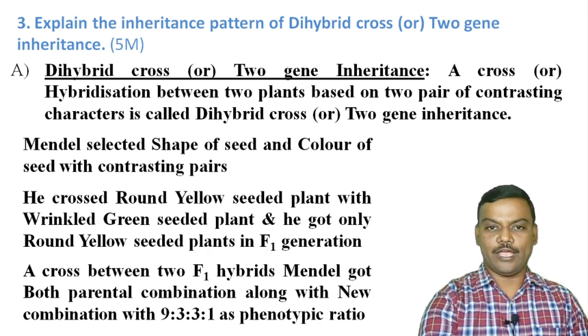And again, by conducting a cross between these two F1 hybrids, in the F2 generation he got parental combinations like round yellow and wrinkled green. Along with that, new combinations were also obtained, with 9:3:3:1 as a phenotypic ratio. So these are the points you should mention for this question as an answer.